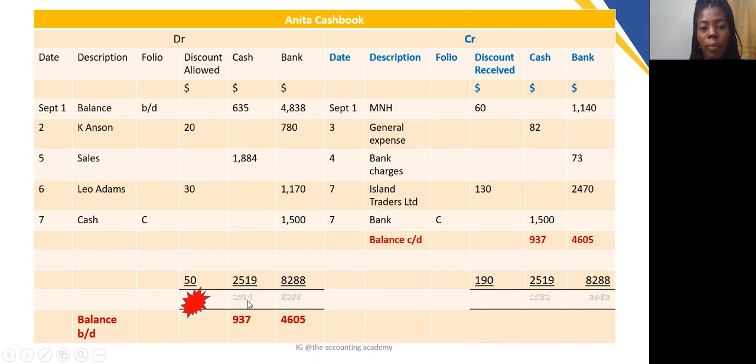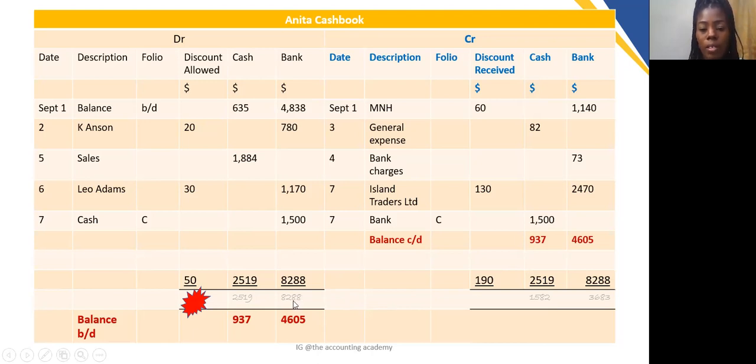Then you compare cash to cash. So I have 2519 on this side. I have 1582 on this side. We're going to use the bigger figure. So in this case, the larger figure is 2519. That is going to be our total figure. So you're putting 25.19. Make sure you do your double underline. That's very important.